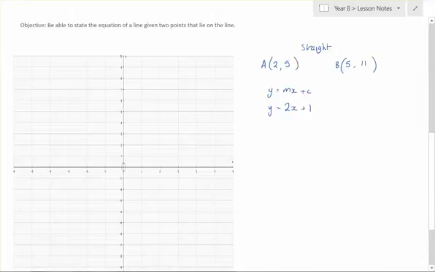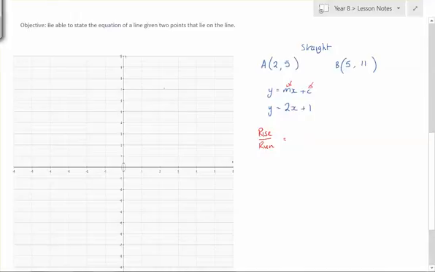So what we're going to do is use our gradient and intercept method. So we know m will be the gradient and c will be the y-intercept. So the first stage is to work out the gradient. Now we know that we've kind of been doing it before. Gradient is rise over run. So how do I work out the rise?